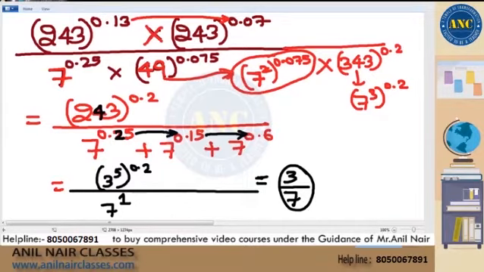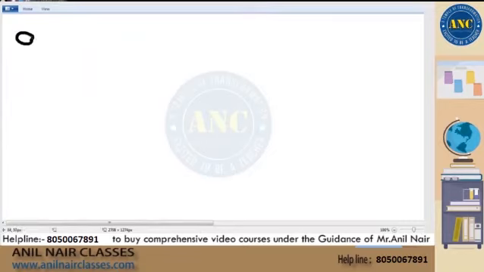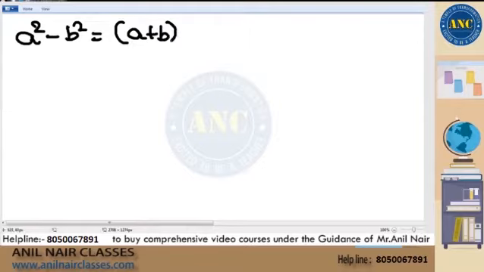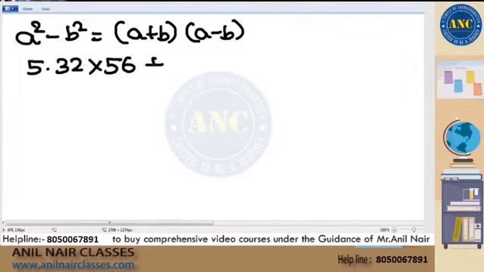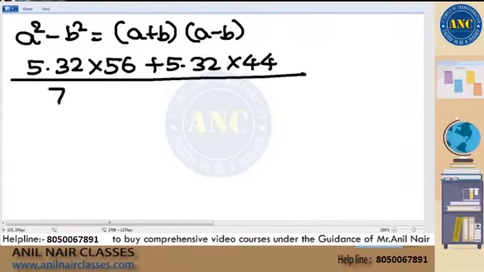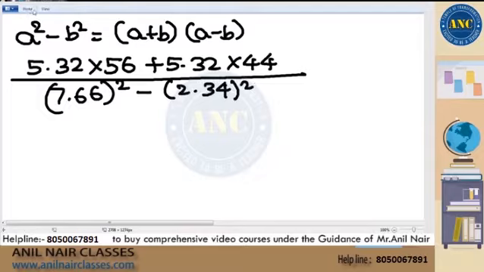See here, sir. And I am again sure that my students know this: a square minus b square is a plus b into a minus b. Now suppose for example your question is 5.32 into 56 plus 5.32 into 44, divided by 7.66 whole square minus 2.34 whole square. This is a question on indices because there is a power called 2 in this case.